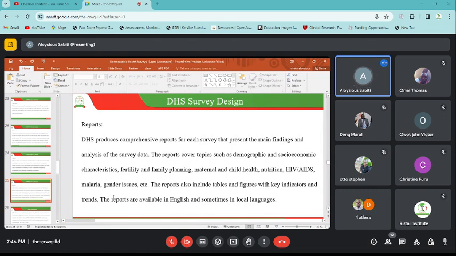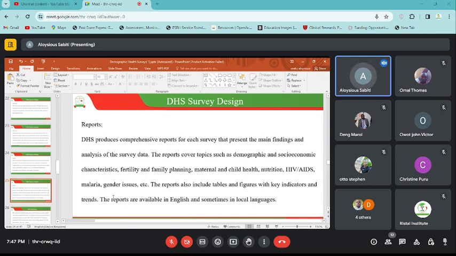So, we want to look at the reports, the DHS reports. So the DHS provides comprehensive reports for each survey that present the main findings and analysis of the survey data. Just as in research, where we talk about dissemination of findings, the DHS as well does the same and provides reports to the different stakeholders.